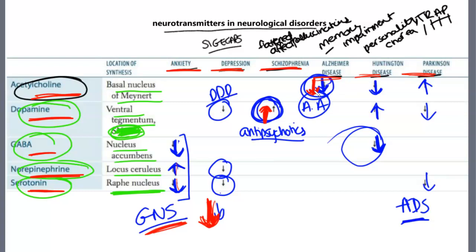And then Alzheimer's, remember AA, and the person's memory is falling down as well, so we want to remember that acetylcholine will go down. Huntington's disease is going to be associated with acetylcholine as well, and acetylcholine will be going down, dopamine will be going up, and then GABA will be going down. Remember, GABA high yield. Parkinson's disease is going to be associated with ADS, so acetylcholine goes up, and then dopamine goes down, and serotonin goes down.